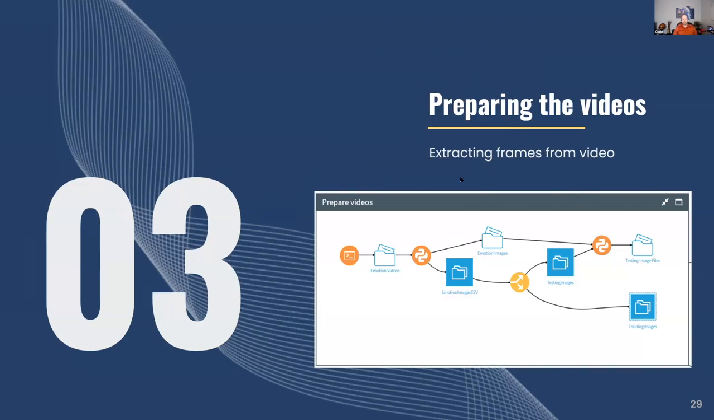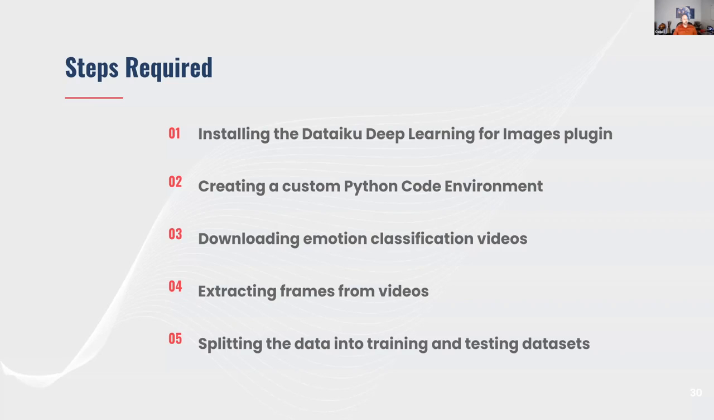So we'll start with the video preparation. The video preparation is going to consist of first some environmental setup. So we have to install this deep learning for images plugin. Then we have to create a custom Python code environment to use the packages we need to use. We download the videos, extract the frames, and build a training and testing data set.